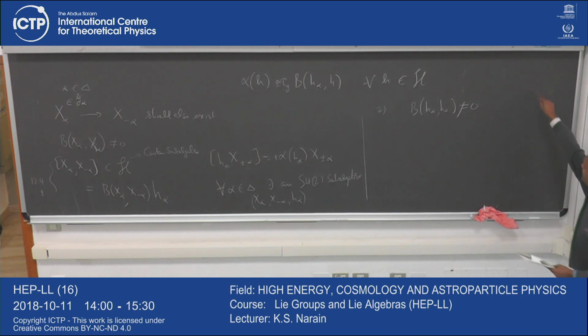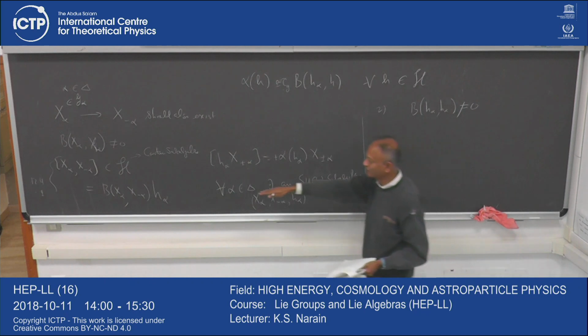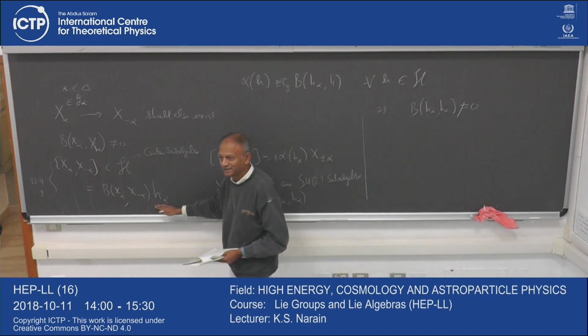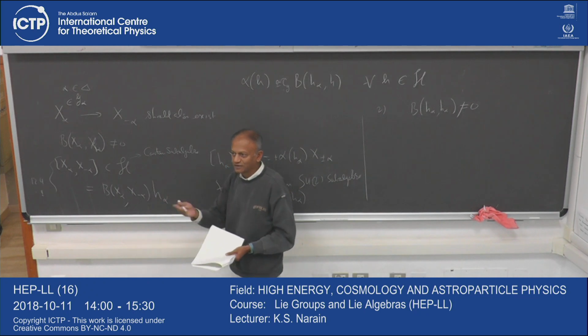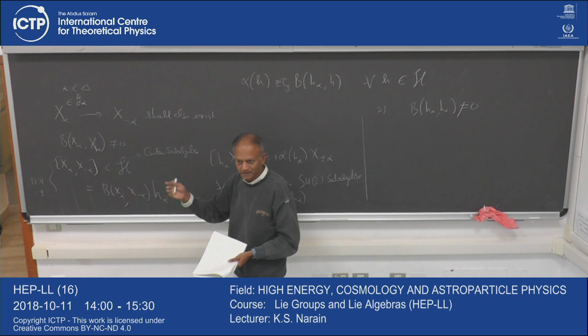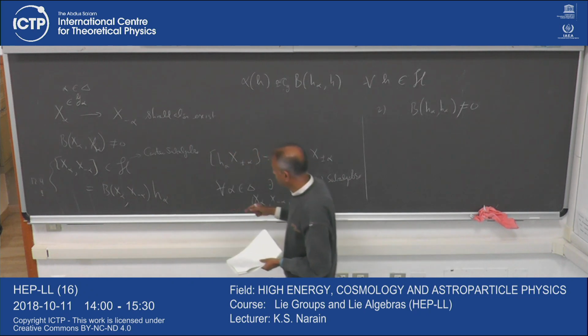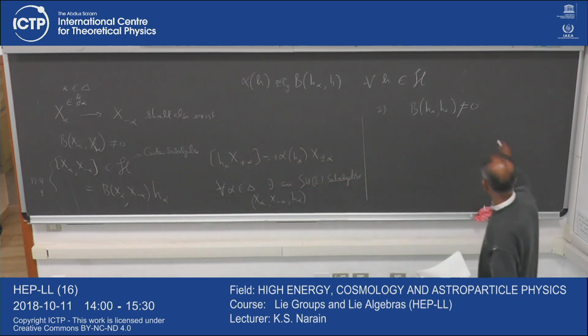I had this comparison with the SU2, right? In SU2, I was thinking of this as sigma 3. But we know for sigma 3, the metric is not 0. Sigma 3 metric is not 0. If you write down the Cartan-Killing form for the SU2, then it's not 0. That we know. That's easy to see.